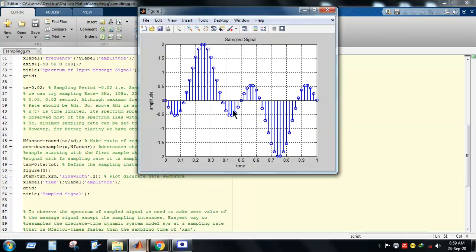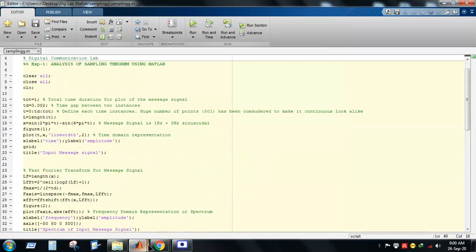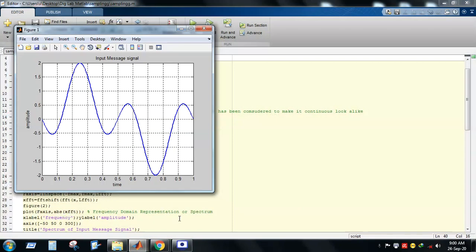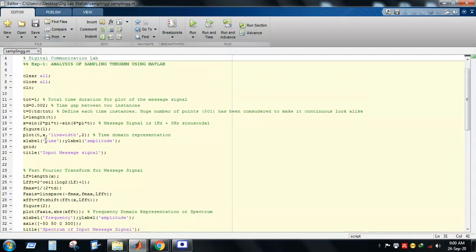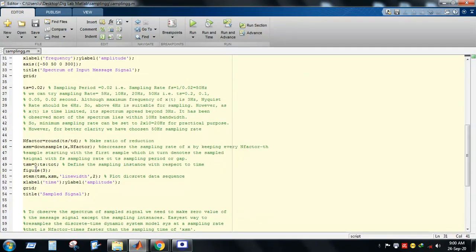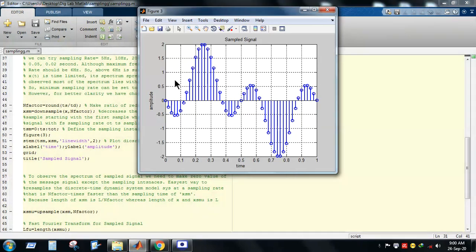Here you can see this one is a discrete data sequence, this one is discrete, this one is discrete. But if you just use the command plot, it will make it continuous, looking like this. So to observe any discrete value we need to use the command stem. So we'll find out like this with stem. This is the time domain representation, with the x-axis in time and the y-axis amplitude, and you get it like this.